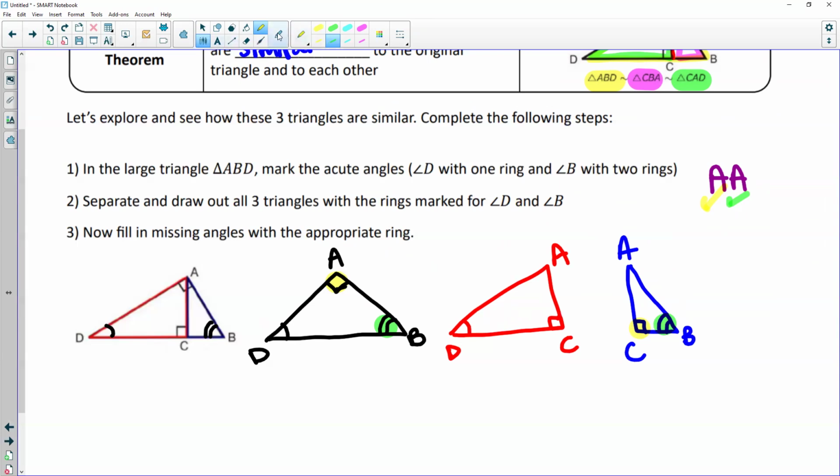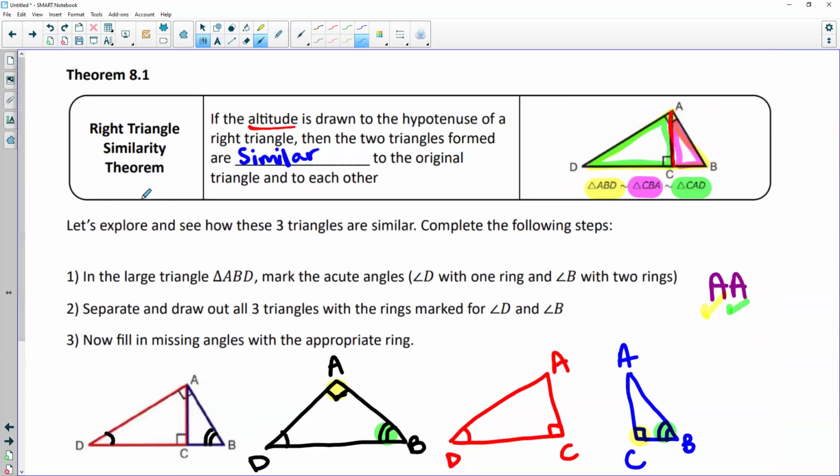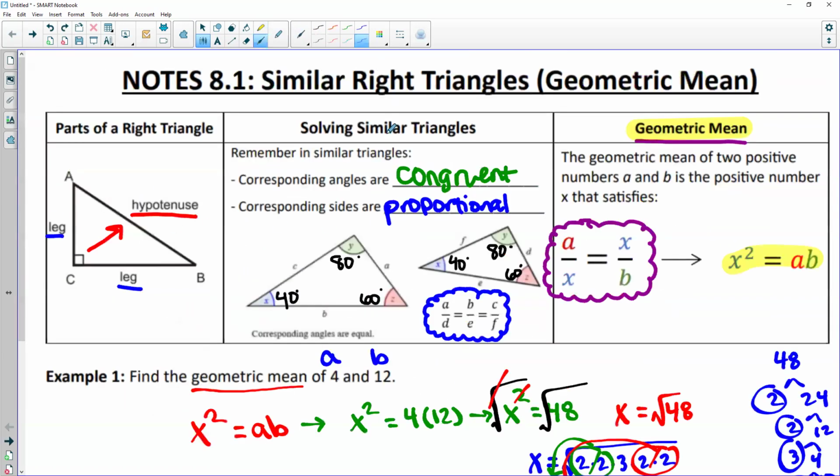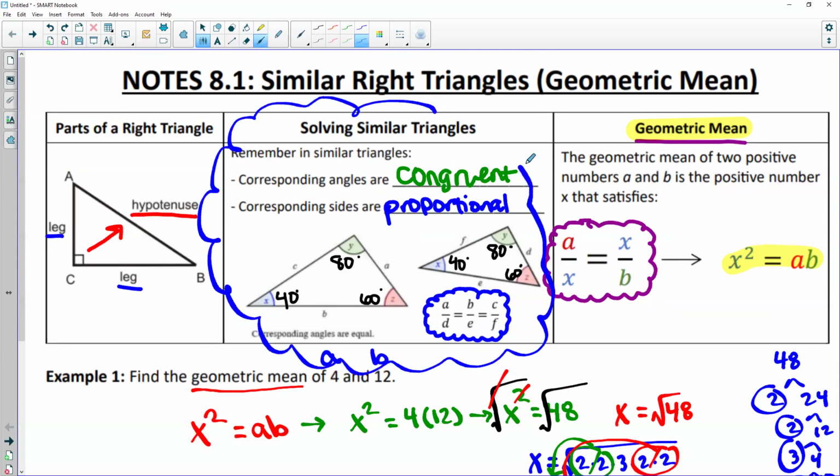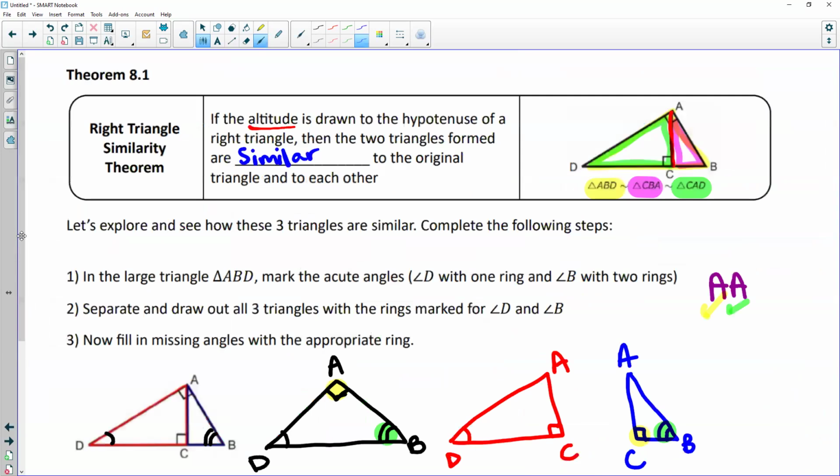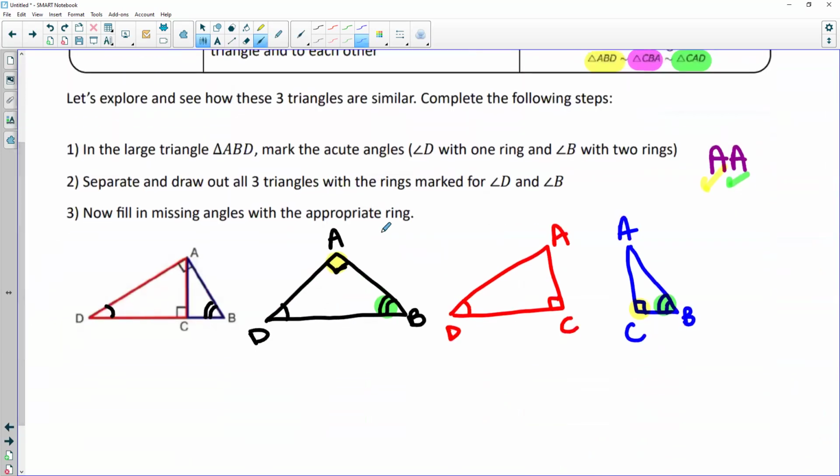So going back to what we said earlier in the notes, if 2 triangles are similar, the corresponding angles are congruent, meaning if I have a 40, then I have a 40 in the second triangle, 80, 80 in the second triangle. We're using that idea here with what we're looking at currently, right? If I have a 90-degree angle in the black triangle, I better have a 90 in the red triangle, which we do. If I have one ring, I better have one ring in the red triangle.